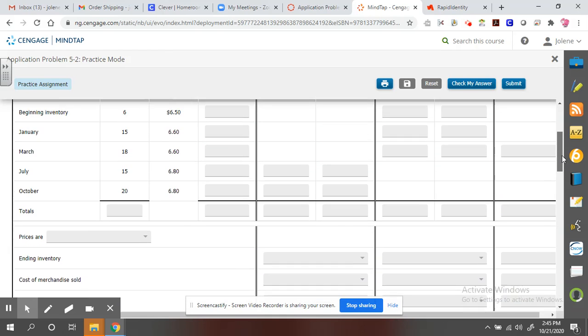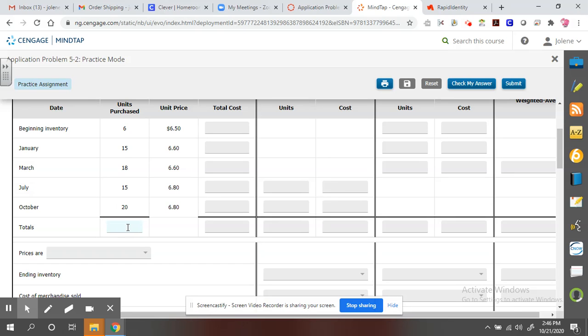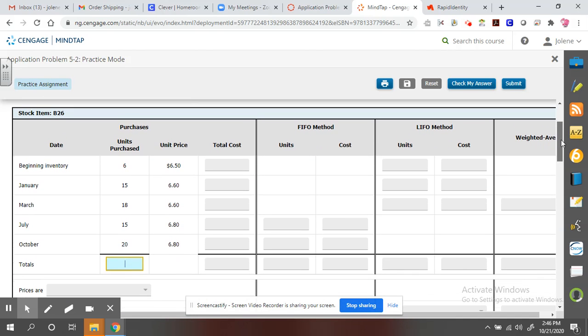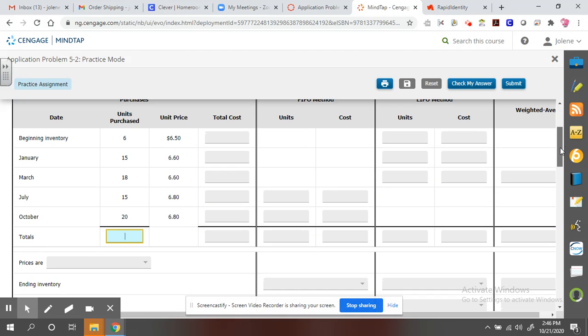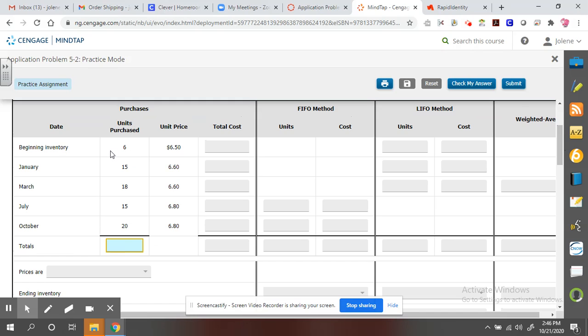Okay, so let's start. First, we have to add up all of our products for this first product. This is the top one, B26. And these are our quantities through the year. What they started out with at 6, and then what they purchased through the year. So we have to add all of these up. And I got 74. Then we have to multiply. We have to extend these.